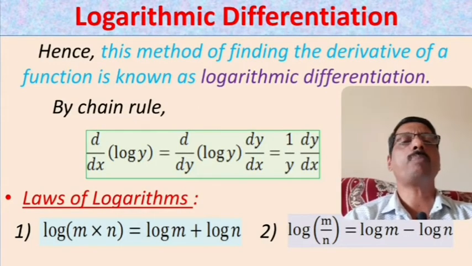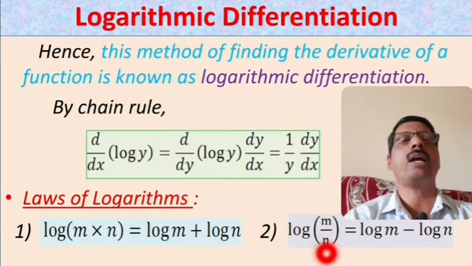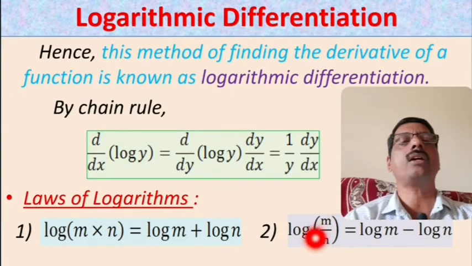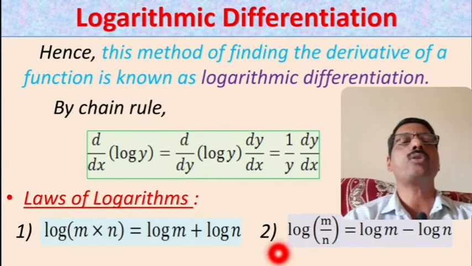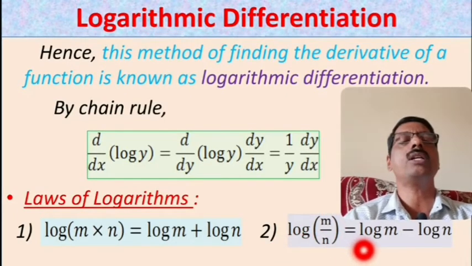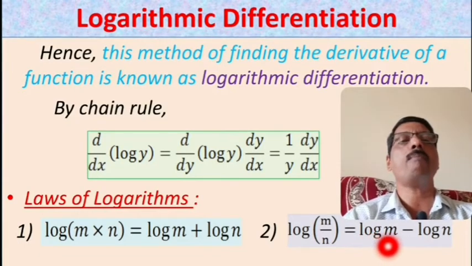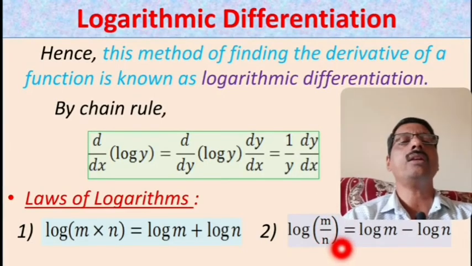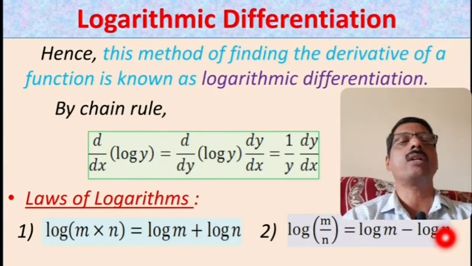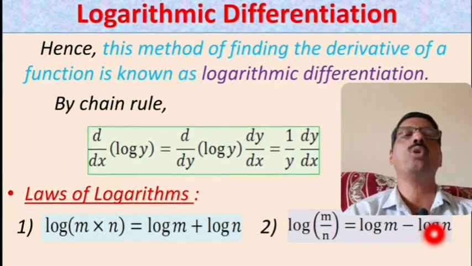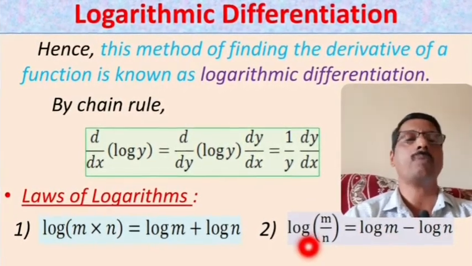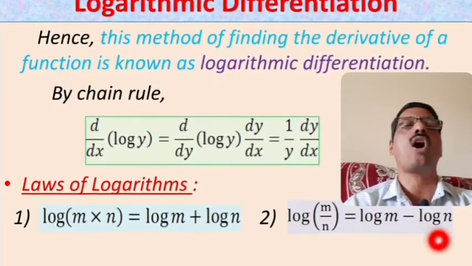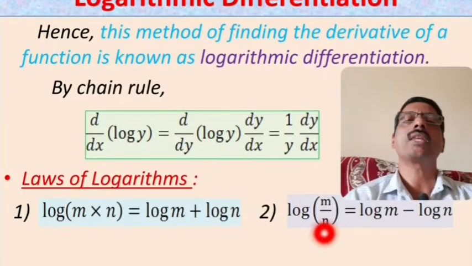Okay, now the next law of the logarithm is log of m upon n equals log of m minus log of n. Here the given function is in quotient form, that is m upon n, in fraction form, and if you take the logarithm, then the value is always log of m minus log of n. That means for a function in quotient form, take the log of both functions and take the difference of the two logarithms. That is, log of m upon n equals log of numerator minus log of denominator. Okay, that is the second law.